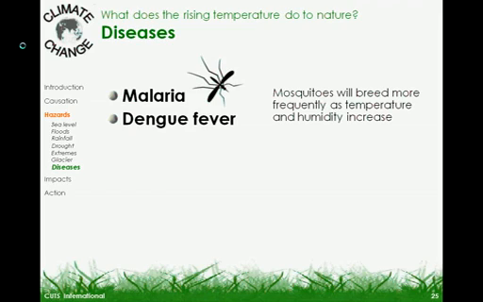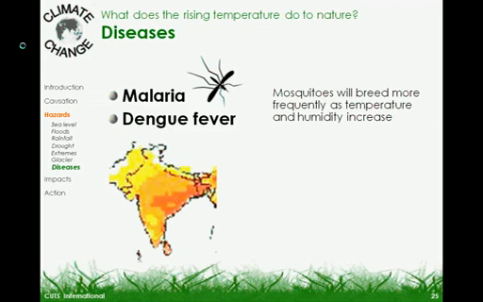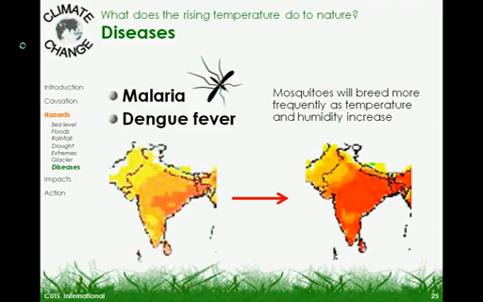Now we turn to the last impact discussed, disease. As it will be warmer and more humid, the environment for mosquitoes to breed will be more comfortable. The number of months in which malaria and dengue fever can be transmitted is said to increase, as we see in the pictures.